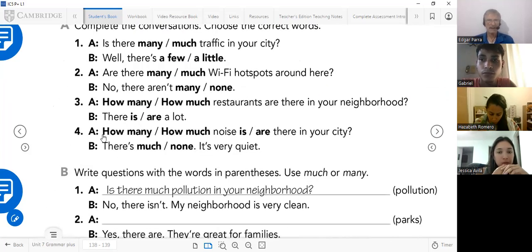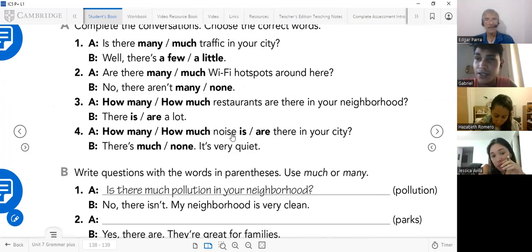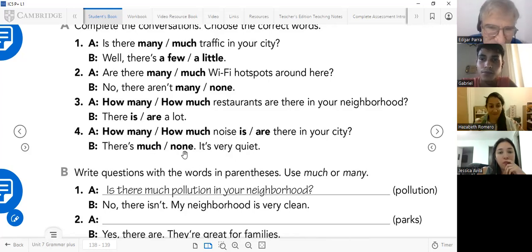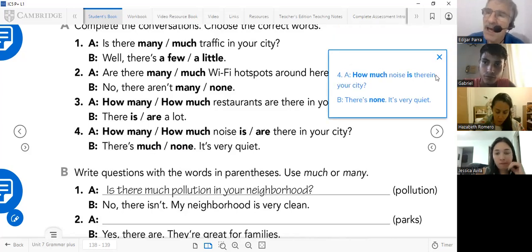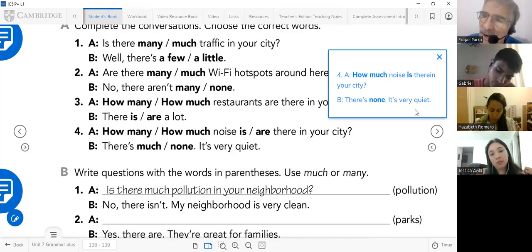Number 4. How much noise is there in your city? Okay, good. Hasabeth, how much noise is there in your city? There's much. It's very quiet. Okay, pay attention. There's none. There is none. Sorry. It's very quiet. You see that there is none because it's very quiet. If it is very quiet, you have to say none. Okay? None. Yes. Okay? So pay attention. How much noise is there in your city? You say there is none because it's very quiet, right?